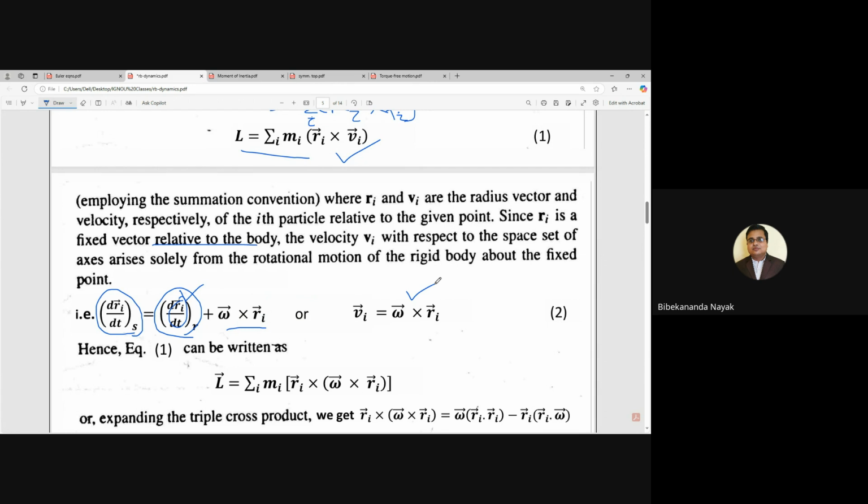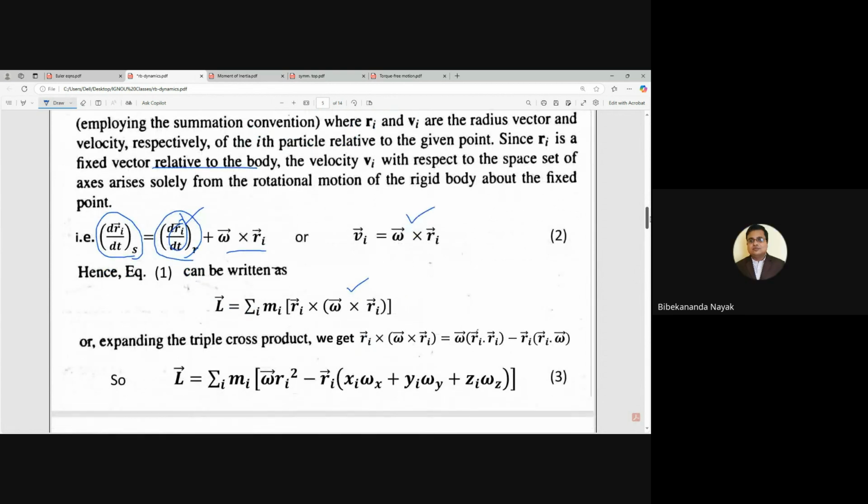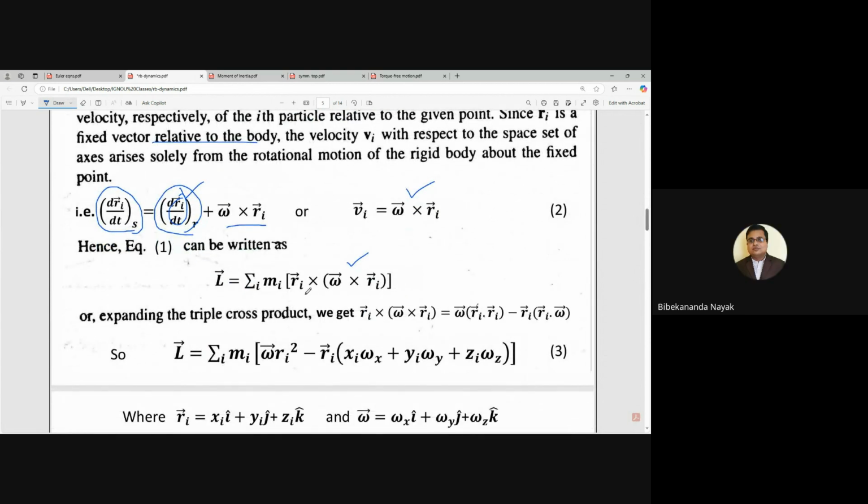You know V is equal to omega cross R. Here for a rigid body motion, the velocity measured by an outside observer must be equal to omega cross Ri. So now in place of this Vi, put omega cross Ri. Clear? So the equation looks like this.